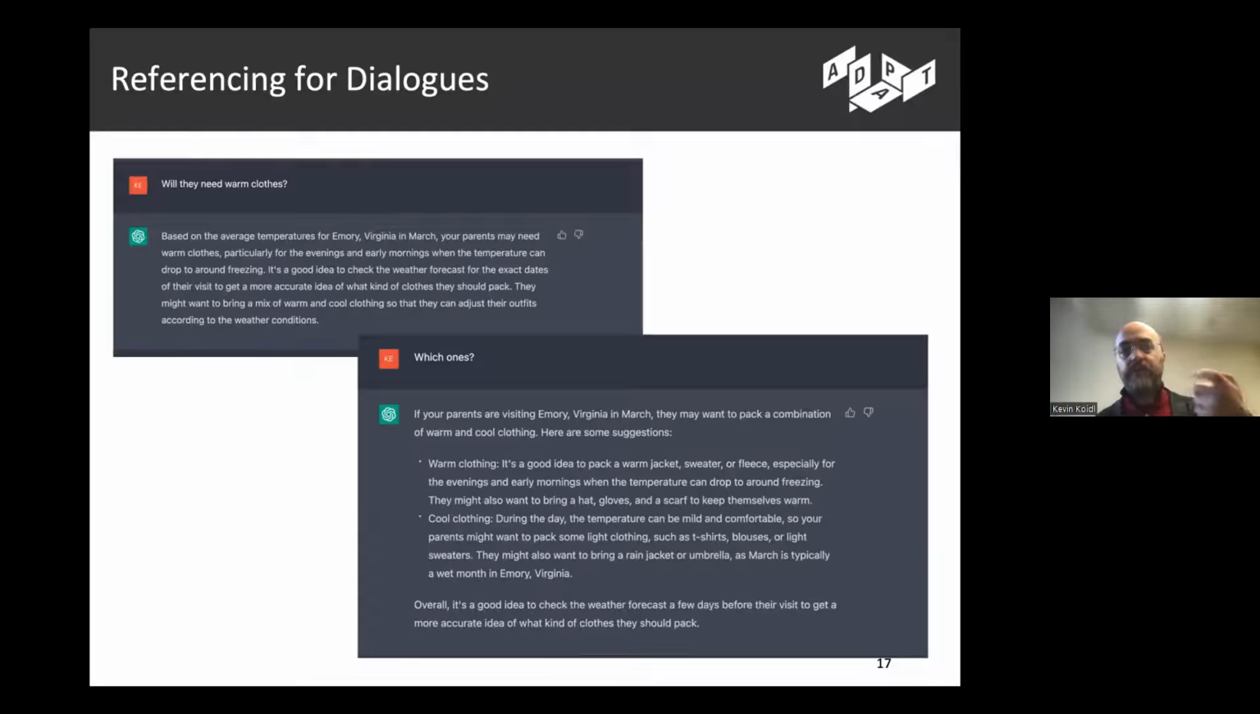And this is this referencing technology. So the terminology around this and a lot of research around this is referencing. So it understands, if I say, will they need warm clothes? It understands that they refers to my parents. Based on the context and based on understanding what attention I'm giving in this sentence.